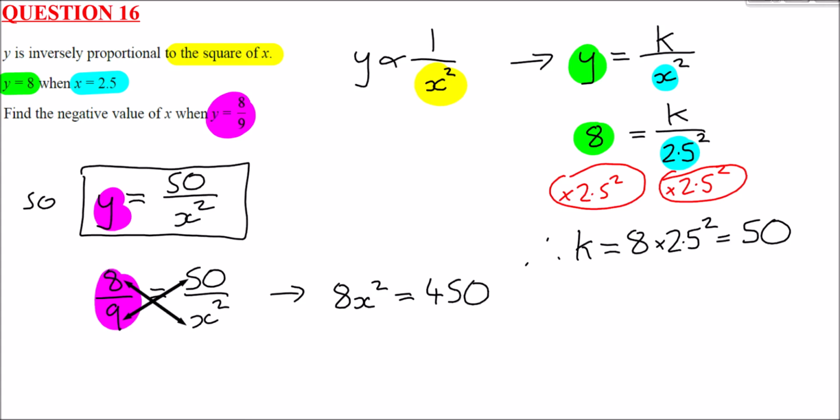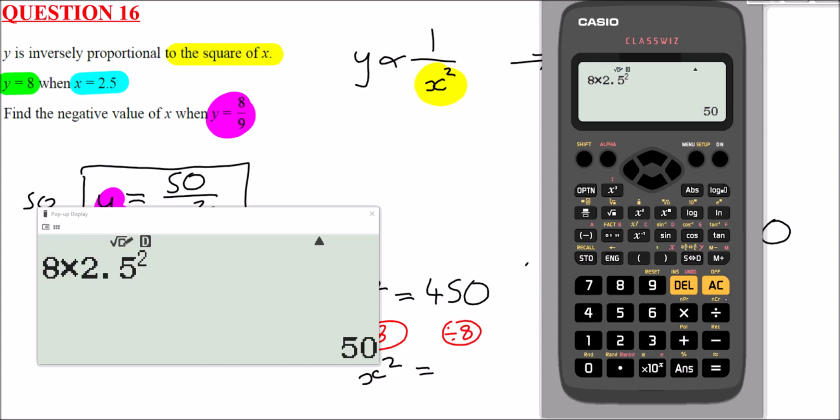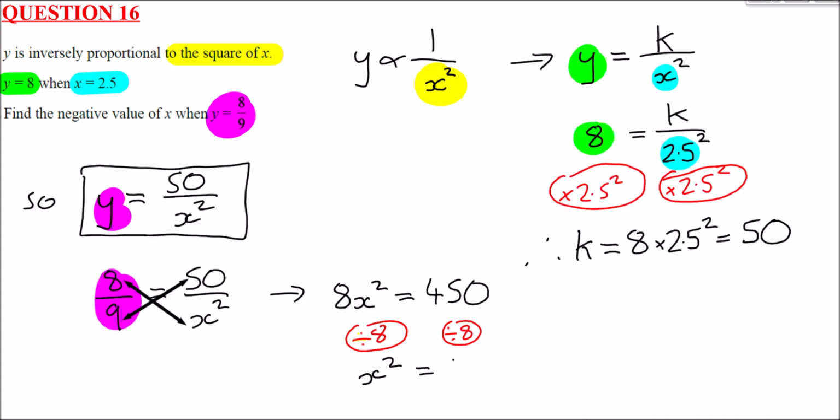If we now divide both sides by 8 to make x squared the subject, we then see that x squared equals 450 divided by 8. Let's see what this comes out to be. 225 over 4, which is 56.25. You can leave it as a fraction if you want to. Doesn't really make any difference.